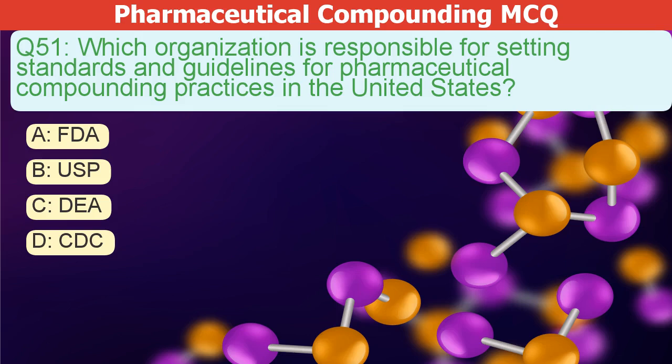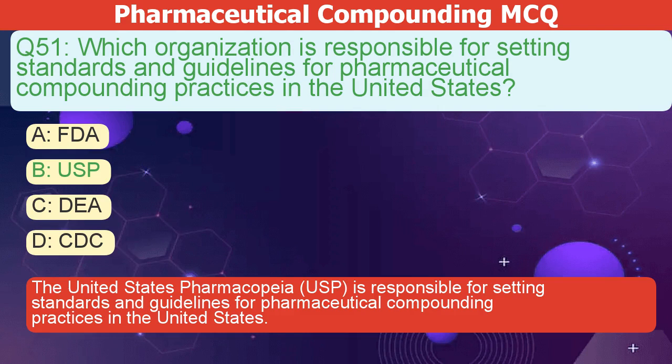Which organization sets standards and guidelines for pharmaceutical compounding in the US? A. FDA. B. USP. C. EPA. D. CDC. The correct answer is B. The United States Pharmacopeia, or USP, sets standards and guidelines for pharmaceutical compounding practices in the United States.